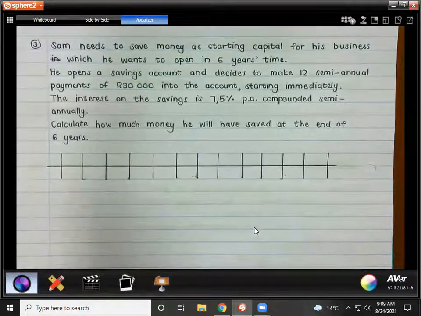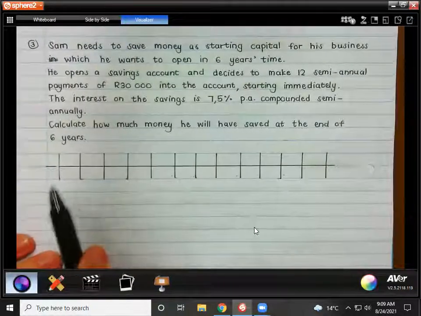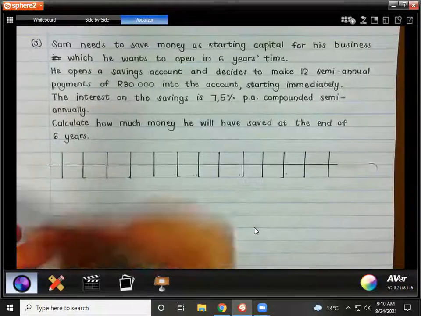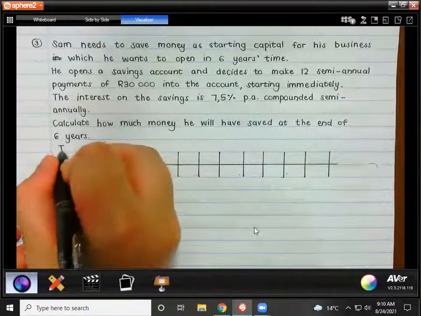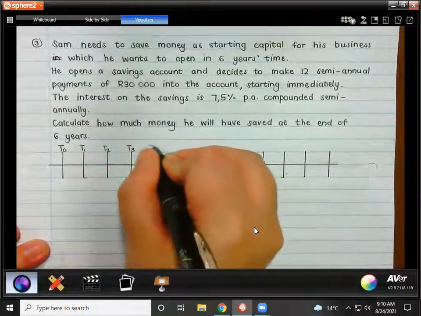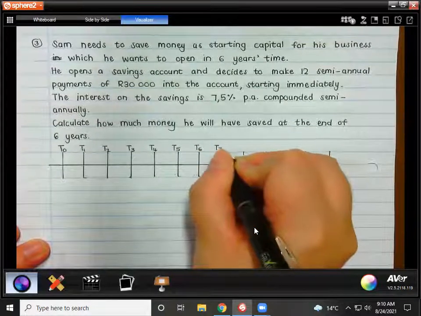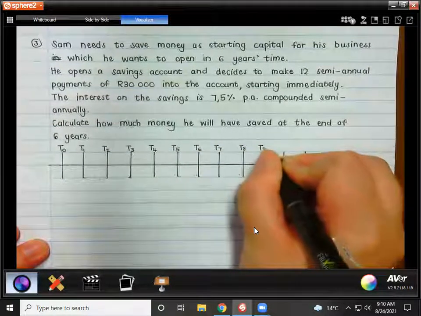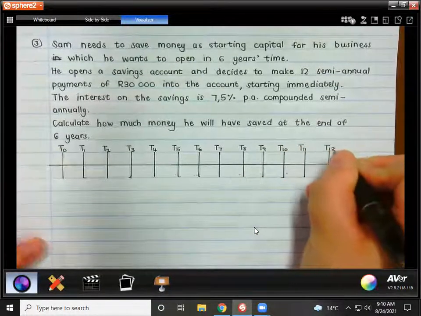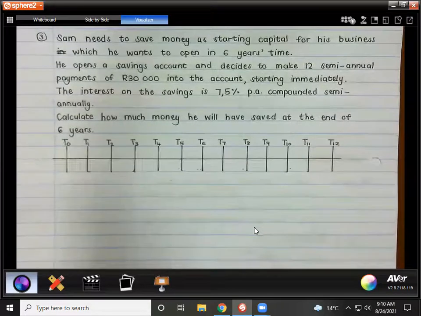Oh, I actually have one too many. I just added an extra one. Oh, right, T0, 1, 2, 3. Oh, okay, no, that is fine. You actually need 13 lines, okay, because you're starting at T0 now for this one, not T1.